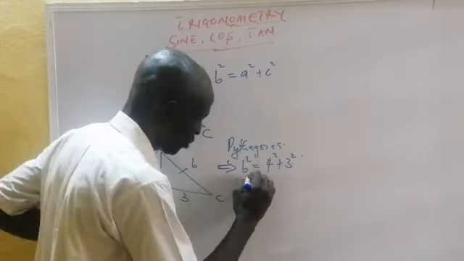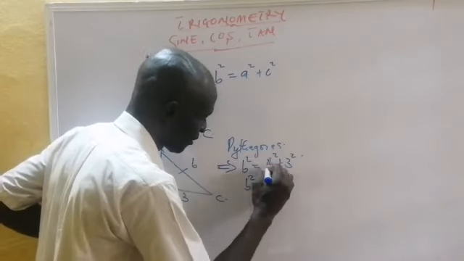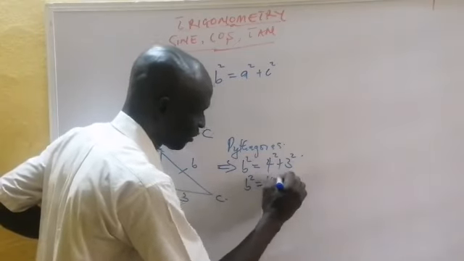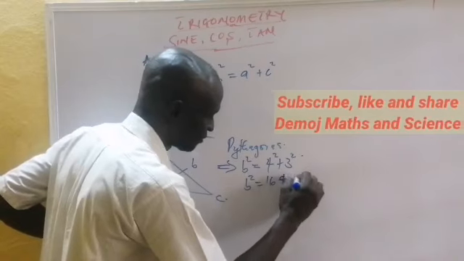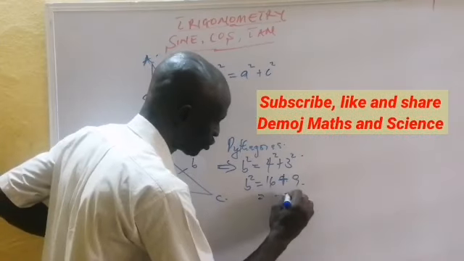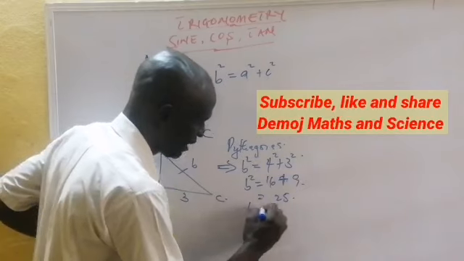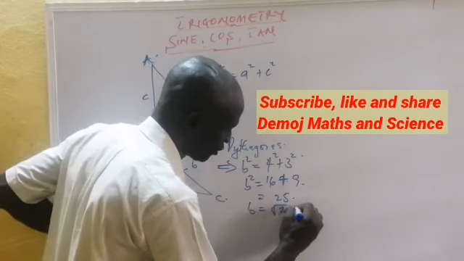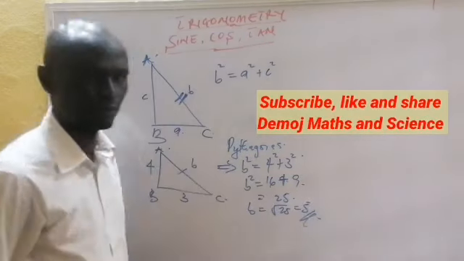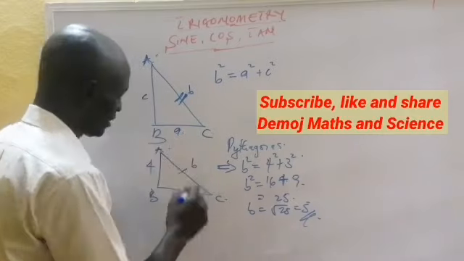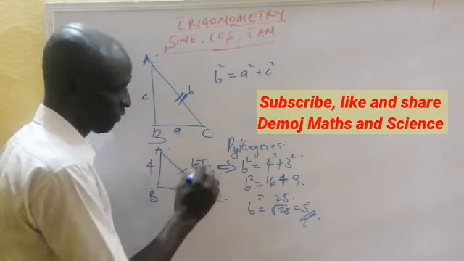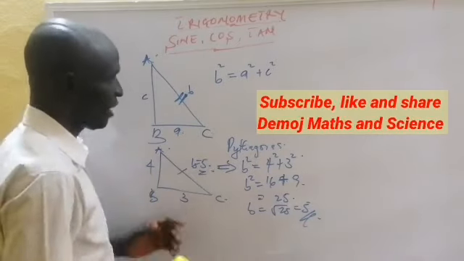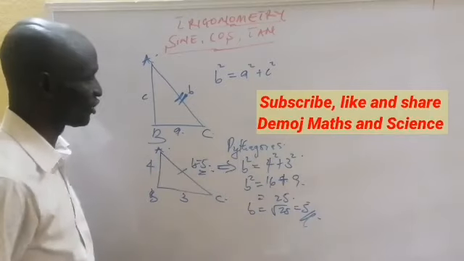So my B squared will be equal to 4 squared, which is 16, plus 3 squared, that's 9. That's equal to 25. My B is equal to the root of 25, which is equal to what? 5. That is, this side will be called 5. Now let's see the second formula that is so essential.